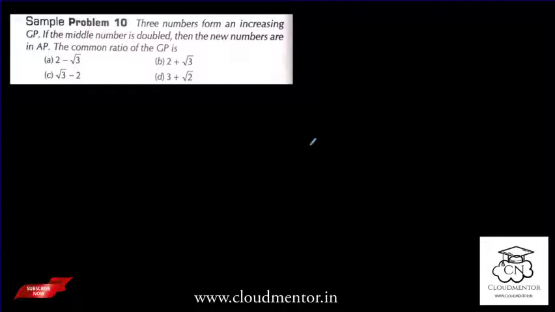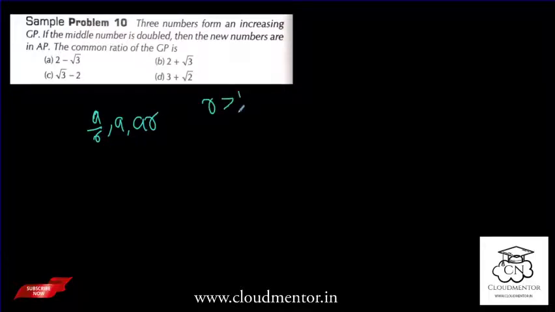Let the three numbers in the GP be, in the case of GP, we take the numbers as A by R, A and AR. Also the numbers form an increasing GP, so R is greater than 1, right?